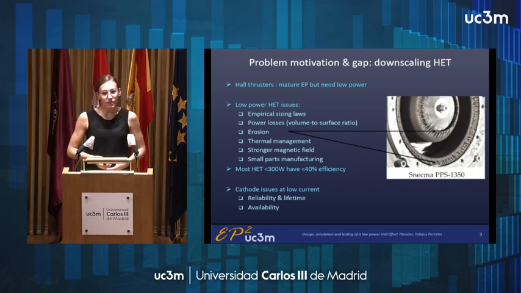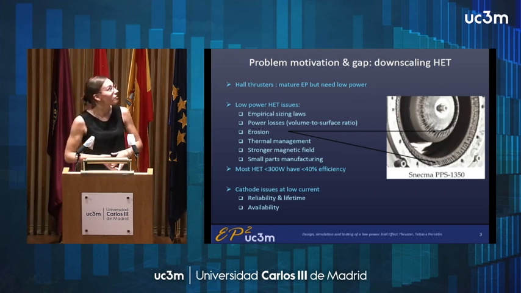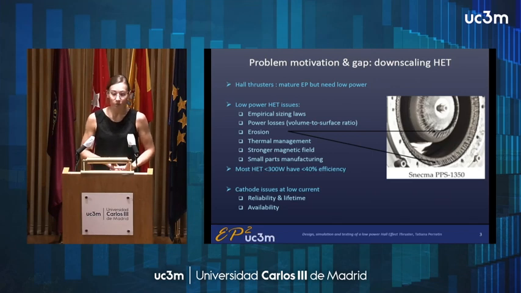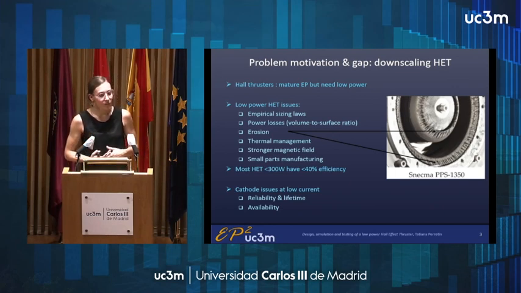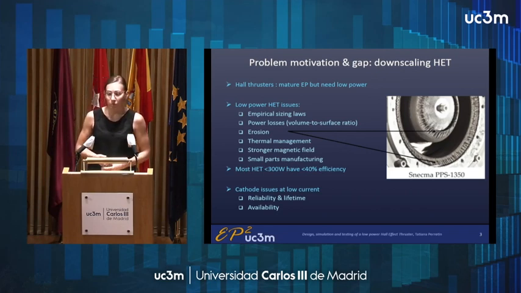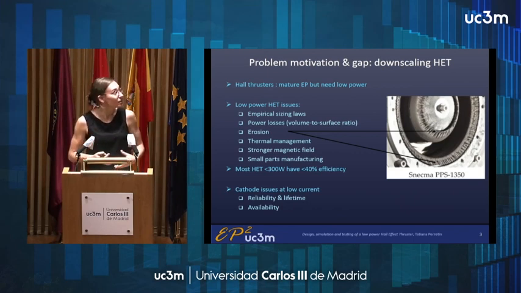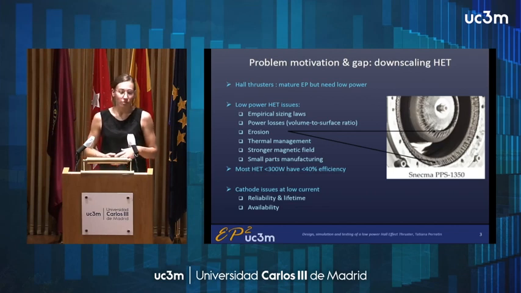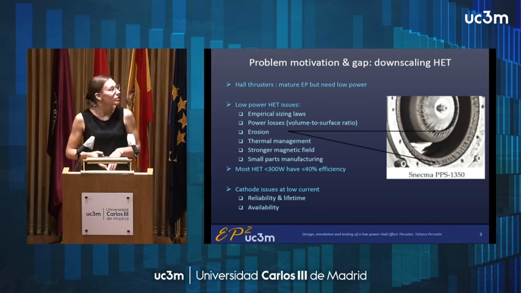And the issue with this is that when we downscale Hall thrusters to low power, first of all, the sizing laws are not really known. We have power losses that arise from the large surface. We have erosion, as you can see on the image, the erosion of the poles from ion impact. We have issues with thermal management because as the parts get smaller, it's difficult to handle the heating of the thruster, and we need to generate a stronger magnetic field in a smaller space. So all of this is difficult to design and to manufacture.